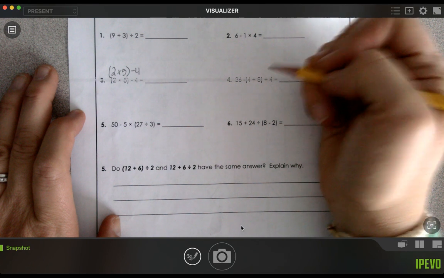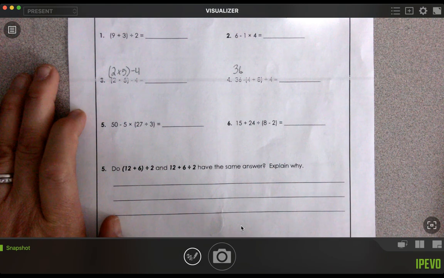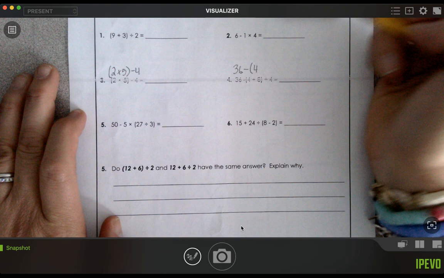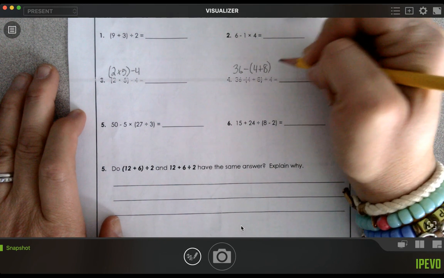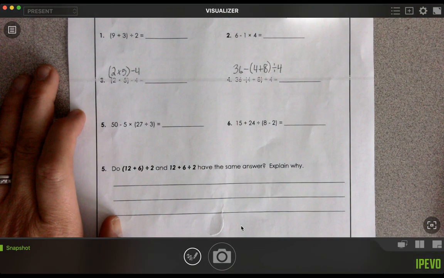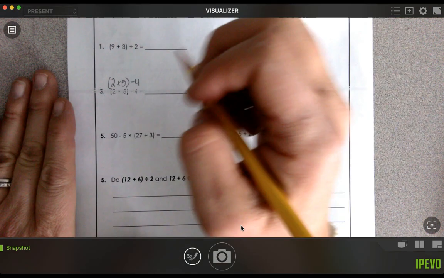2 times 5 minus 4, 36. Oh, I don't know. Is that a subtraction sign? 4 plus 8, since we don't know divided by 8 yet, but we'll divide that by 4. Okay? Great. All right, we're going to follow our rules of PEMDAS.